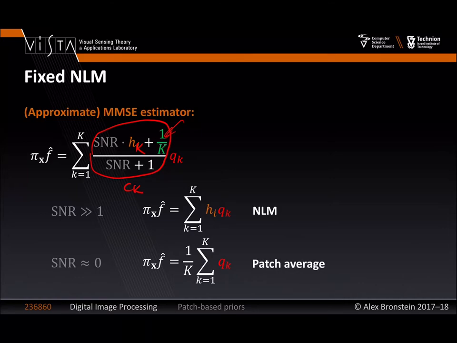Okay? And of course, when I have some real SNR, something that is not infinite and not zero, then I will be somewhere in between. I will have some correction that I will be adding to the non-local means to account for the fact that I don't have access to the clean patches. Okay, so this is a way to fix non-local means. It is often overlooked, but this is something that is closer to a real MMSE estimator than just applying non-local means blindly using noisy patches.